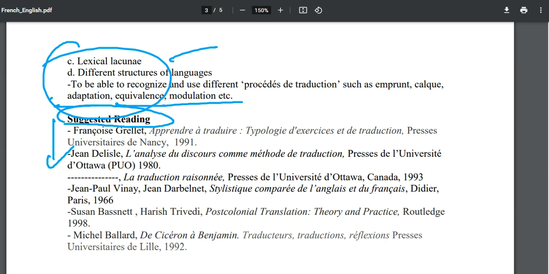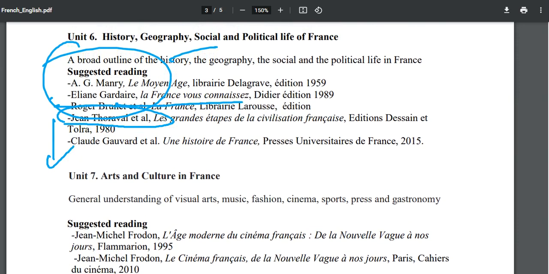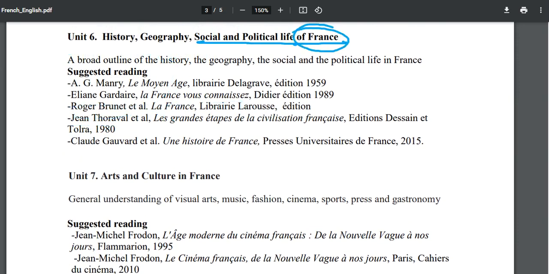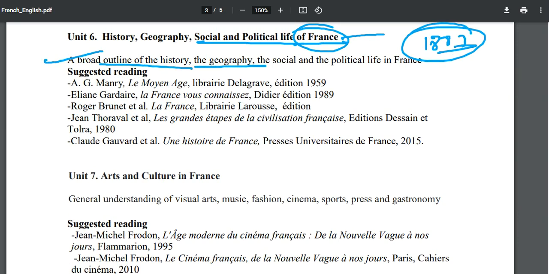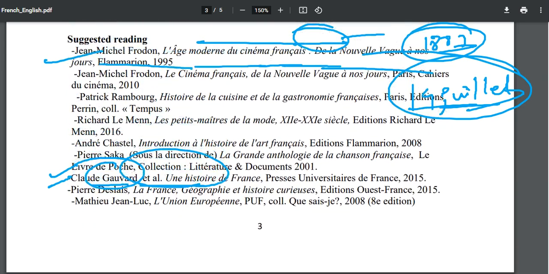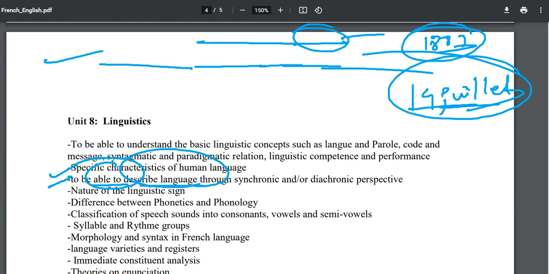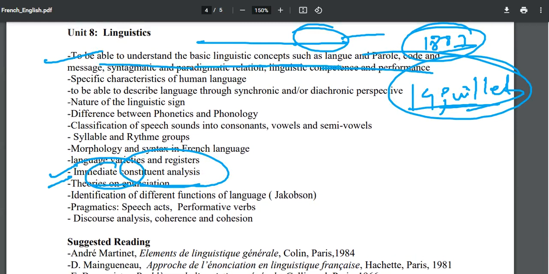La traduction raison, alright. And then we move on to unit number 6, history and geography, social and political life of France. All things happening around 1887, 1889, a broad outline of the history, the Renaissance period, the French Revolution, the social and the political life in France, the 14 Juillet, alright, 14 Juillet. Unit number 7, arts and culture in France, what is happening in the art and culture. The suggested reading is provided, de la nouvelle vague à nos jours, la gastronomie française, alright, all these you have to read for your unit number 7. You can refer to, not read all of those, but you can refer to apart from your MA syllabus.